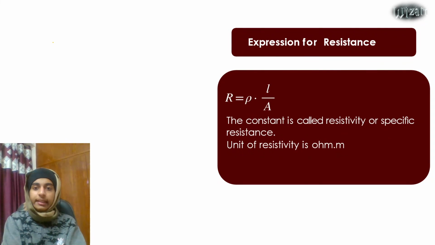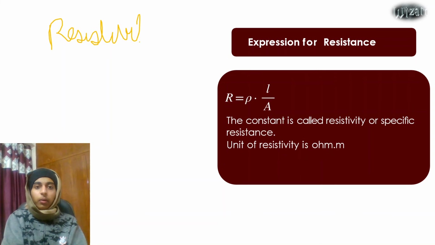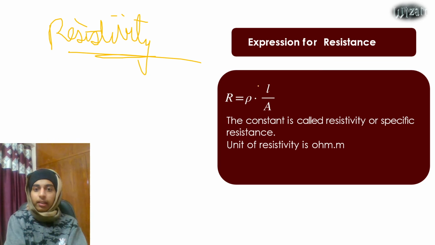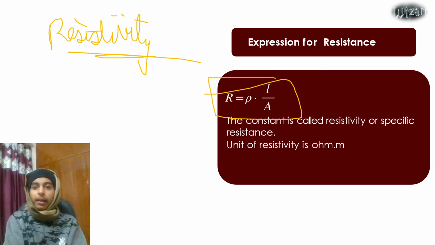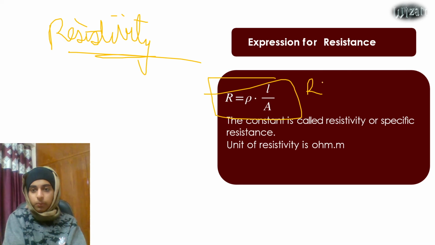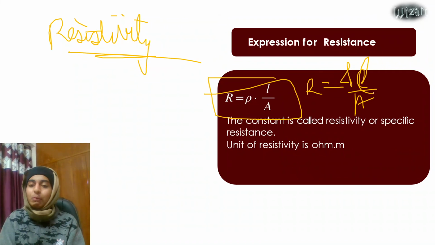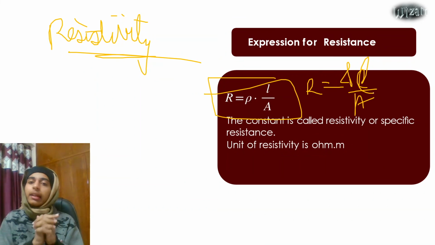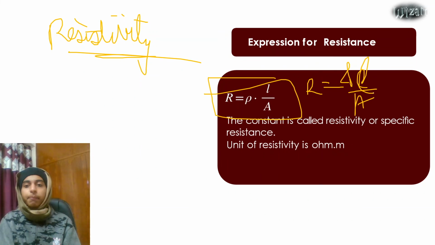Expression for resistance: here we also talk about the resistivity. What is the resistivity? That is a constant over here. R is equal to rho L upon A. This is the formula for resistance. Very important. I have explained it in my regular sessions. If you want to learn in depth, please check out those sessions. The link will be provided in the description box.